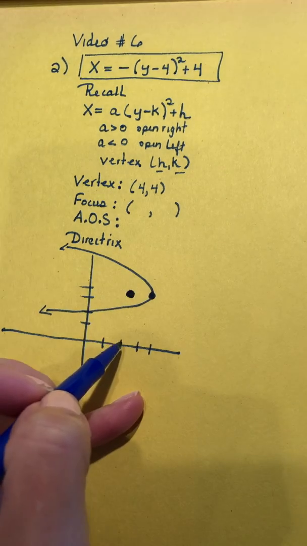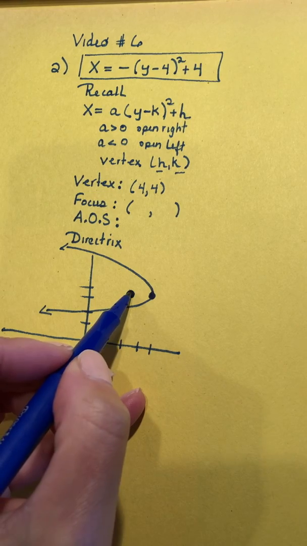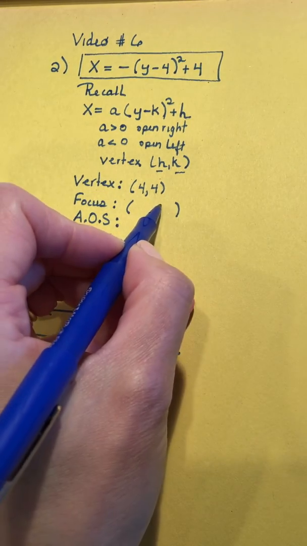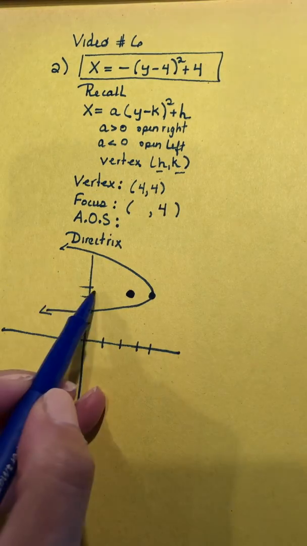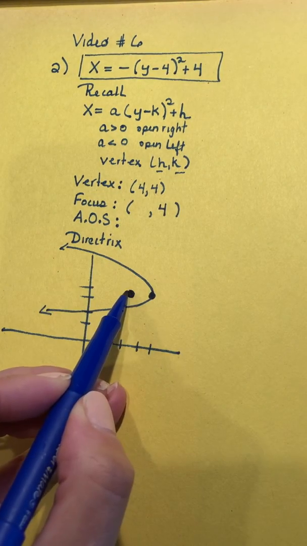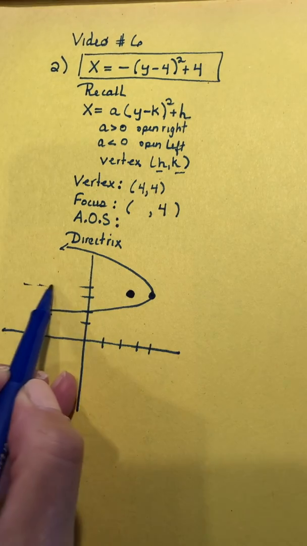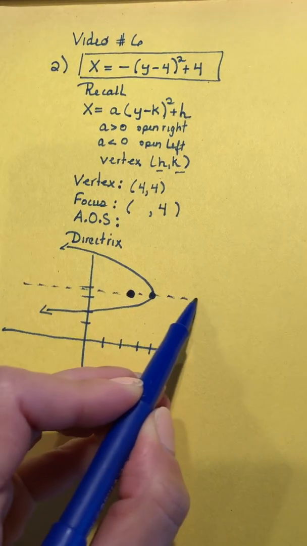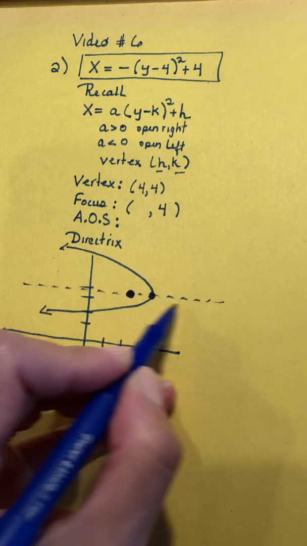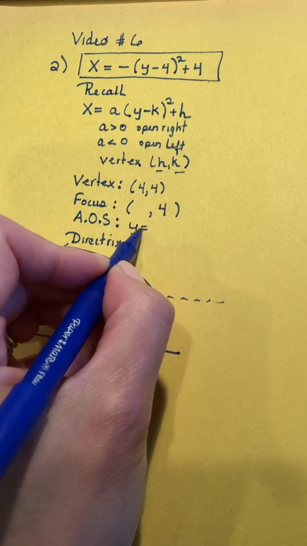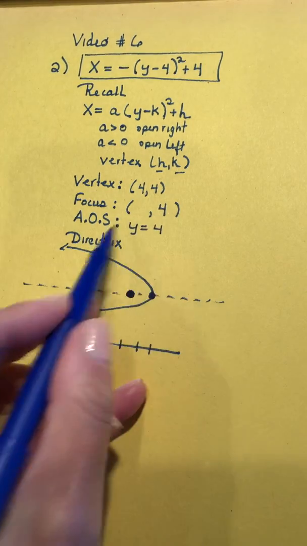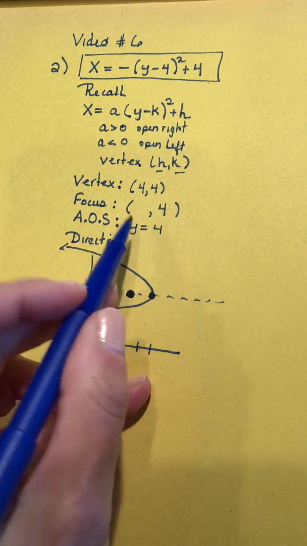But one thing I know about the focus point is it's still up 4 units on the y-axis. And the other thing I can do right away is say the axis of symmetry has to go through the focus point. So this time the axis of symmetry is sideways, and the axis of symmetry would actually be y equals 4 as my equation. So I can get quite a bit of information just from this.